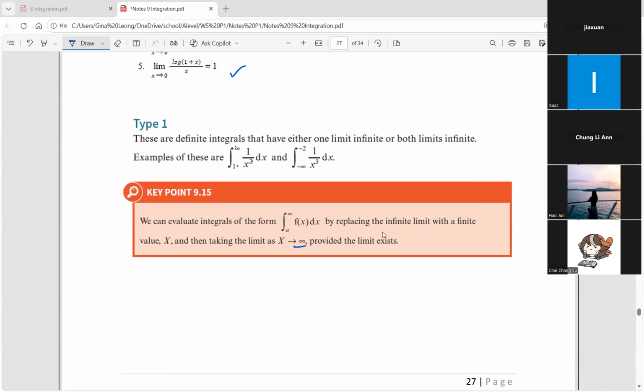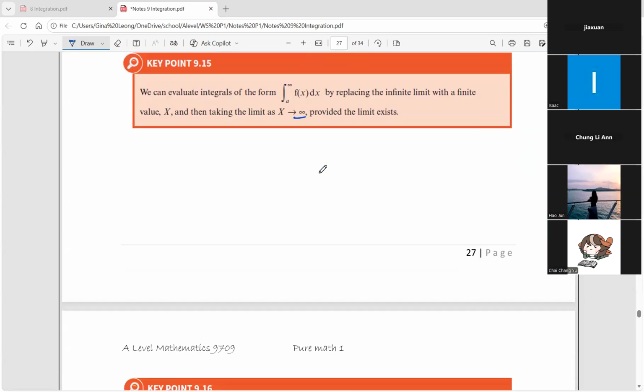And another one is negative 2 to negative infinite. Why negative infinite at the bottom? Because it can be a negative very, very big number. For example, negative 900, negative 1000 or something like that. So 1 over x squared. This one we call type 1. Type 1 is the definite integration that has either 1 infinite limit or both limits infinite. So this is the type 1 pattern.